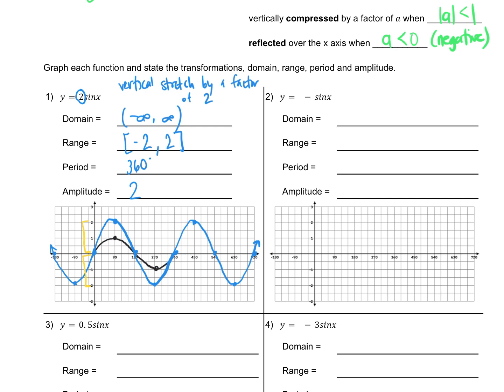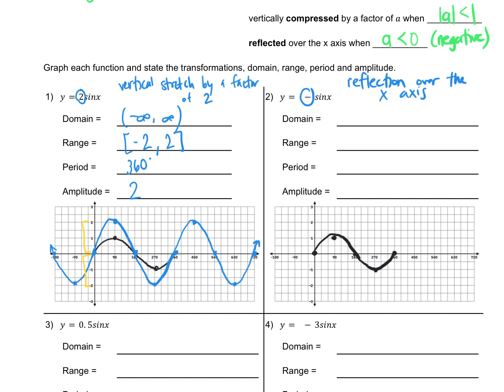The next one, y equals negative sine x. Again, I'm going to quickly graph my base function. Every 90 degrees, I'm hopping to create this wave. Okay, now this negative just means a reflection over the x-axis. The negative is technically like a -1, so the negative tells me a reflection. The 1 is not a stretch or a compression, because if I multiply something by 1, I'm not changing that value at all. So we're just going to have a reflection.